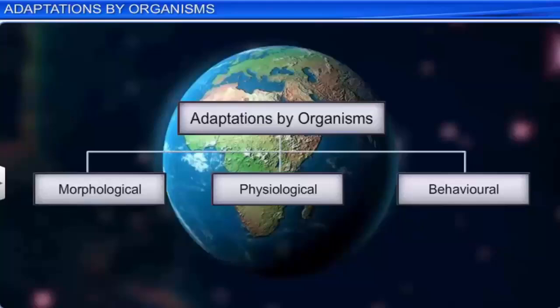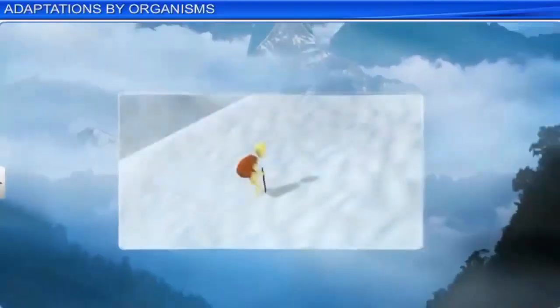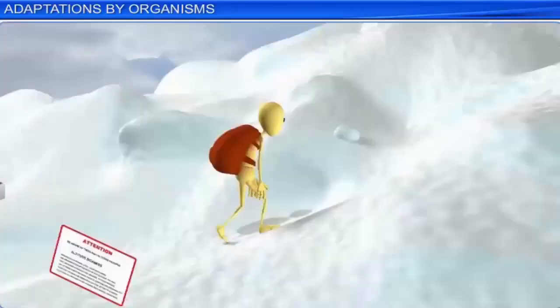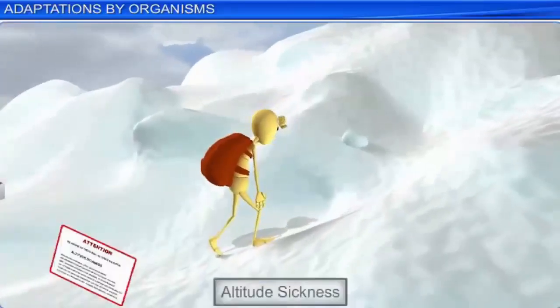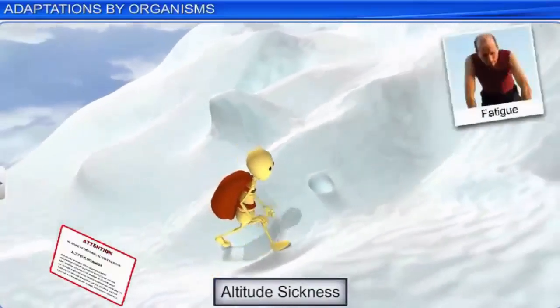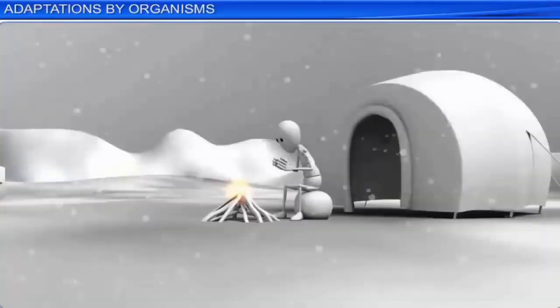Apart from morphological adaptations, some organisms physiologically adapt themselves to respond to stressful situations. For example, as you ascend a mountain, atmospheric pressure and oxygen decrease, and you begin to experience altitude sickness. Its symptoms are fatigue, nausea, and palpitations. But in 2 to 3 days, your body gets acclimatized to such stressful conditions, after which you don't experience altitude sickness.